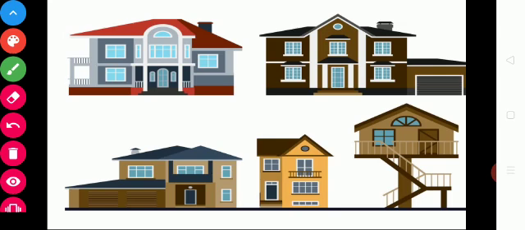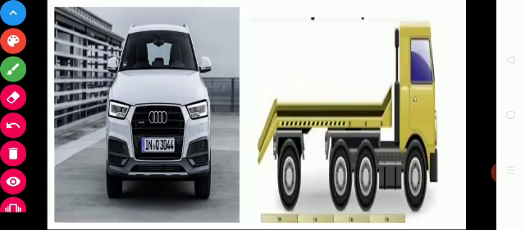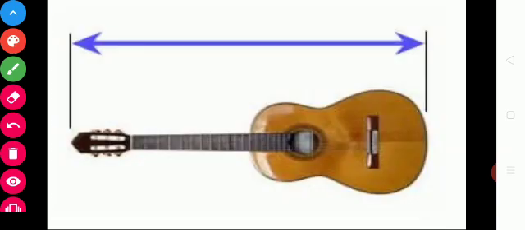Now buildings. If you want to measure the length of a building, we will use meter. And if you want to find the length of this vehicle, centimeter or meter, children? We will use meter. Yes. And then the guitar. Meter or centimeter? Centimeter.